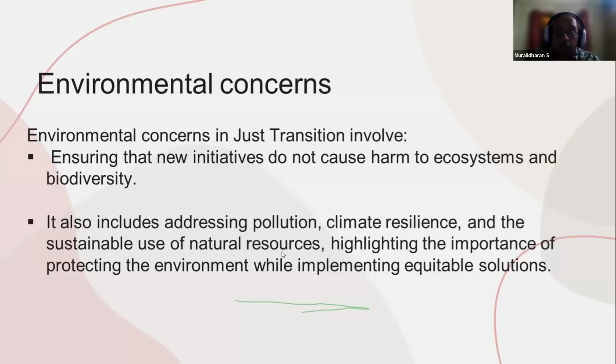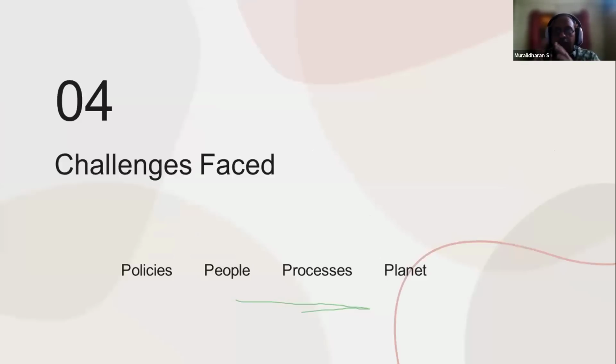Now, if we want to look at development under those circumstances, will a just transition be possible? That is a question mark. So unequal distribution of natural resources is something to be taken into consideration. So highlighting the importance of protecting the environment and implementing equitable solutions. So what are those challenges faced?